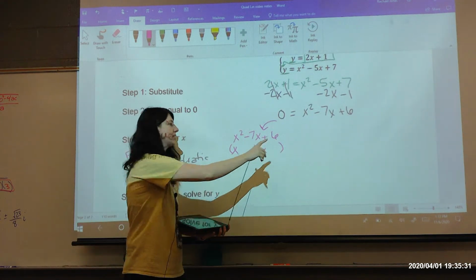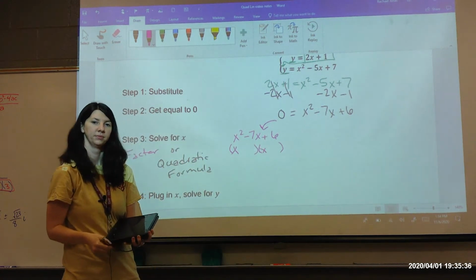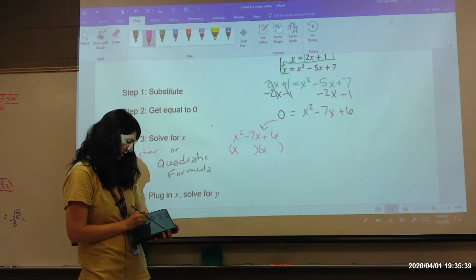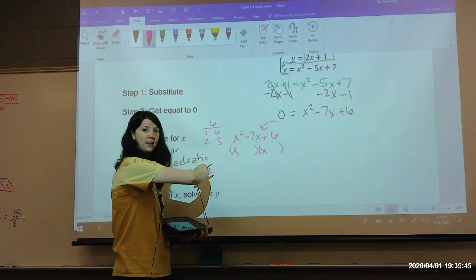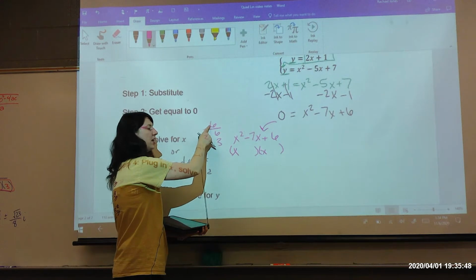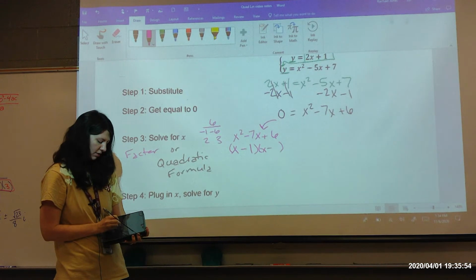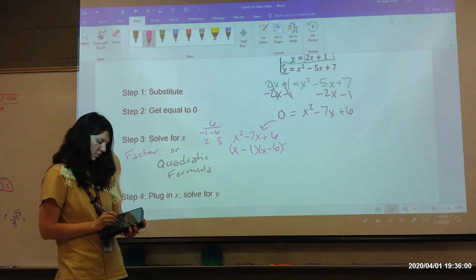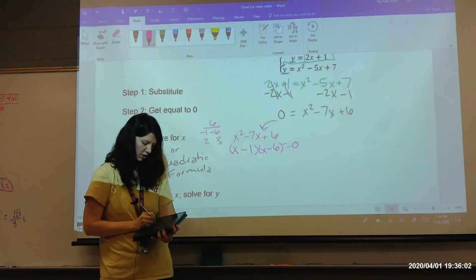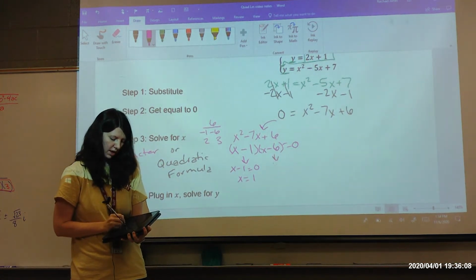Now, what multiplies to 6 and adds to negative 7? I need these two numbers here. If I think about what multiplies to 6, that is 1 and 6 or 2 and 3. 1 and 6 can get me 7. Since I need negative 7, I need two negatives to multiply to be positive. So negative 1 and negative 6 multiplies to be 6 but adds to be negative 7. That's equal to 0, so now I need my solutions. x minus 1 equals 0 gives me a solution of 1. x minus 6 equals 0 gives me a solution of 6.